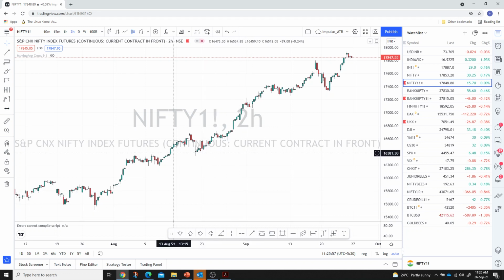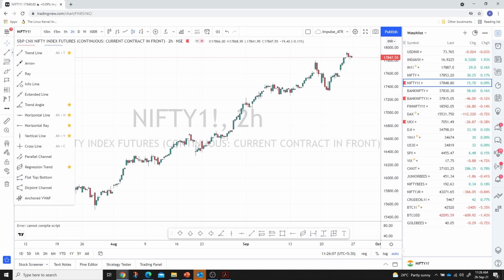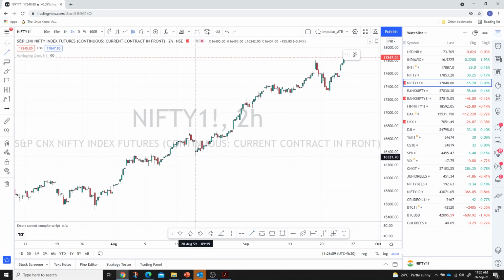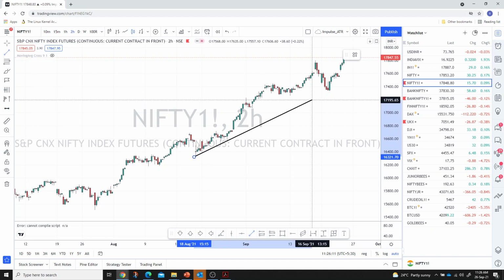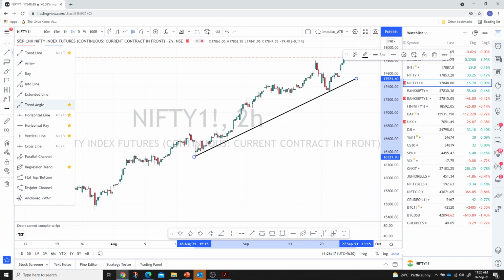What does it have? It has some of the tools available on your left in this bar, which I frequently use. What do you have here? You can do some trend analysis. For example, you can draw a trend line, like this, maybe, whatever suits you. And then you can also measure the trend angle.